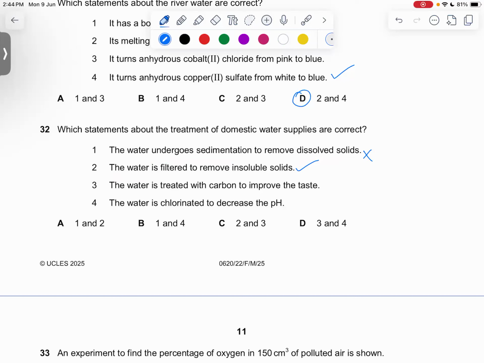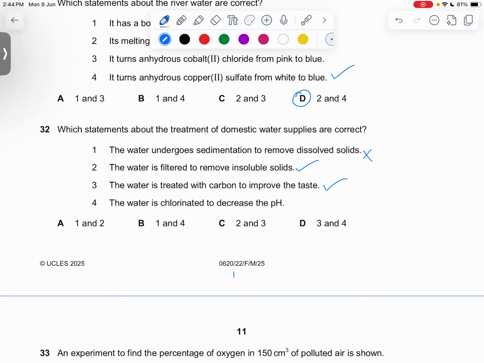All right. Then the water is treated with carbon to improve the taste. Yes. Taste and odor improved by charcoal, basically activated charcoal or carbon. Simply, you can say carbon as well. So 2 and 3 should be the right answer. Let's look at the fourth option. The water is chlorinated to decrease the pH.